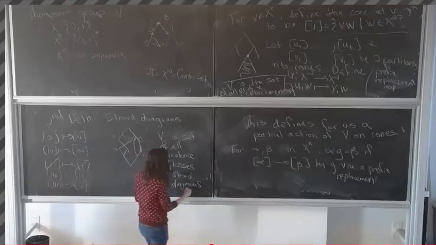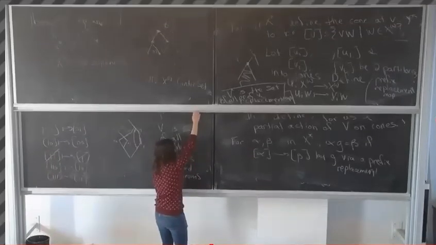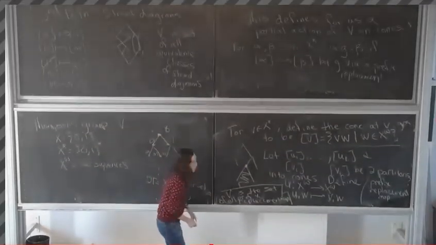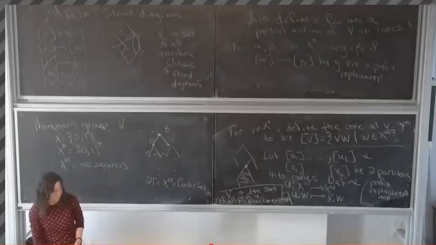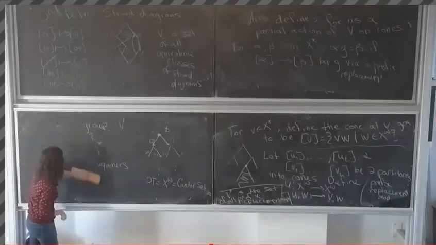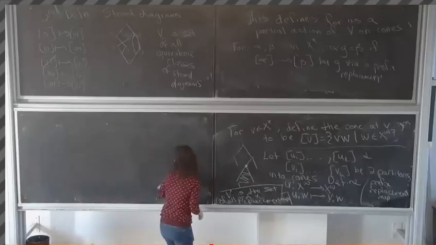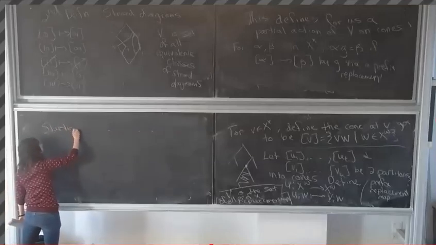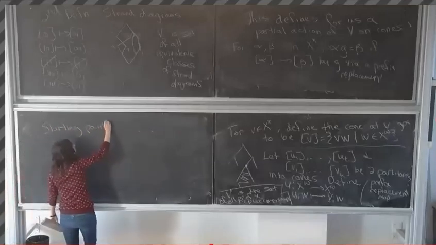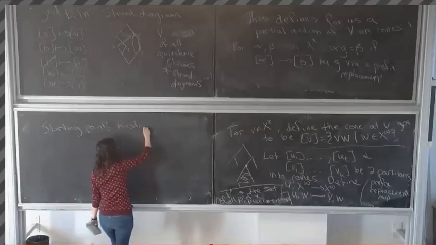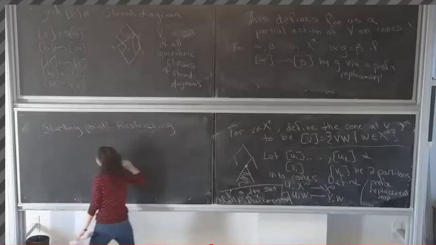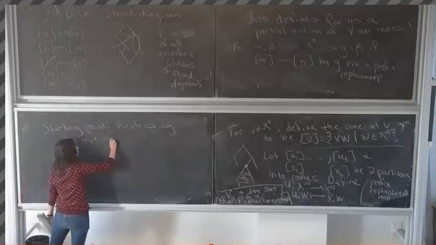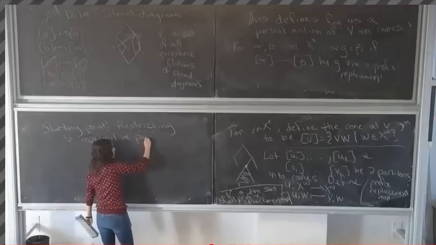All right, but once you have an action or a partial action, you can start thinking about things like primitive and imprimitive partial actions. And so our starting point then is to look at what imprimitive actions look like. Starting point: restricting to imprimitive partial actions.